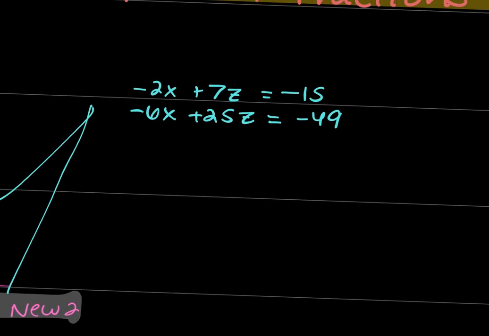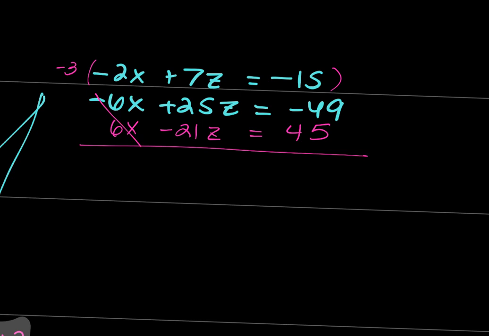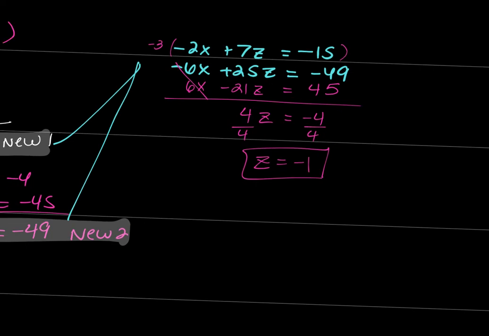I need to cancel something out, so obviously I don't want to do the z's. I'm going to multiply the top by a negative 3. These cancel. Positive 4z equals negative 4. So z equals negative 1. There's the first of the 3.